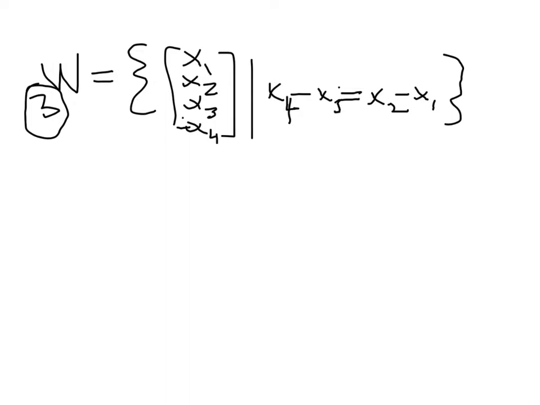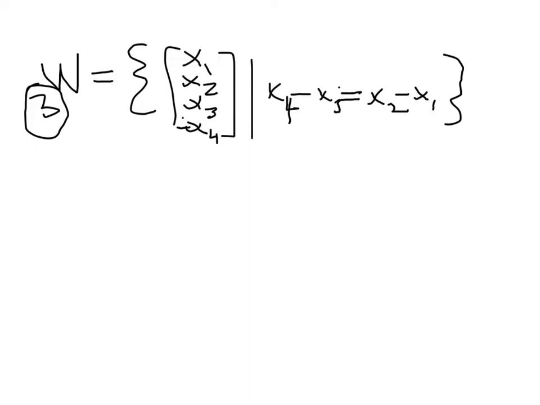So you're given a subset of the vectors in R4, so these 4 component vectors. Specifically here, we're given the subset where the components satisfy this requirement, x4 minus x3 is equal to x2 minus x1. And we're asked to show that this is a subspace of R4.